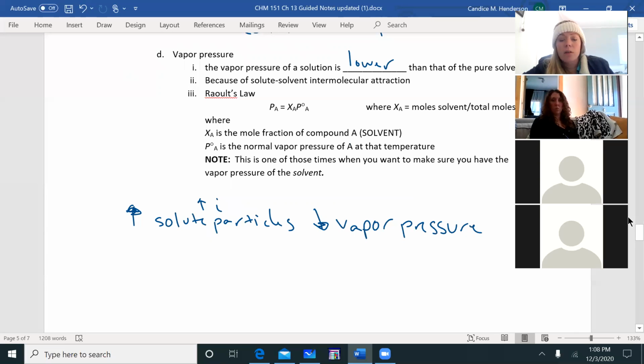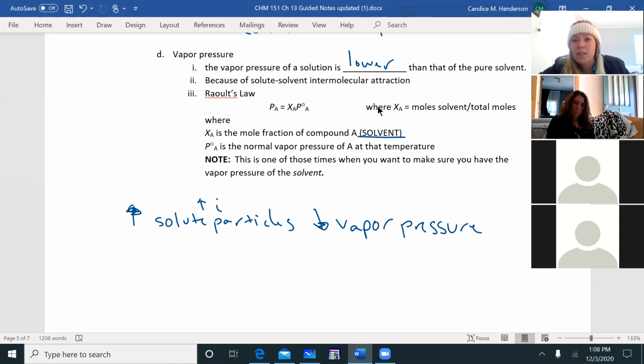We can calculate that using Raoult's law, which is PA, the pressure of the solution, is equal to XA. This is our mole fraction of compound A, but it's talking about the solvent. That's a little different than what we've seen. So XA here is going to be the moles of the solvent divided by the total moles. We're so used to having that numerator be moles or grams of solute, but in this case, we're looking at solvent. So we want to know how much solvent is there over the total moles.